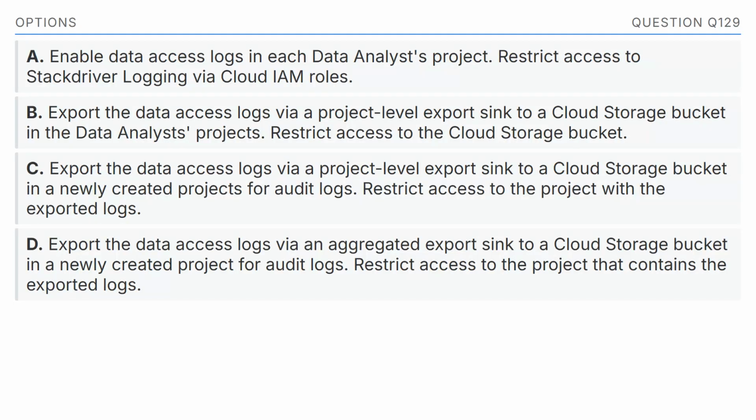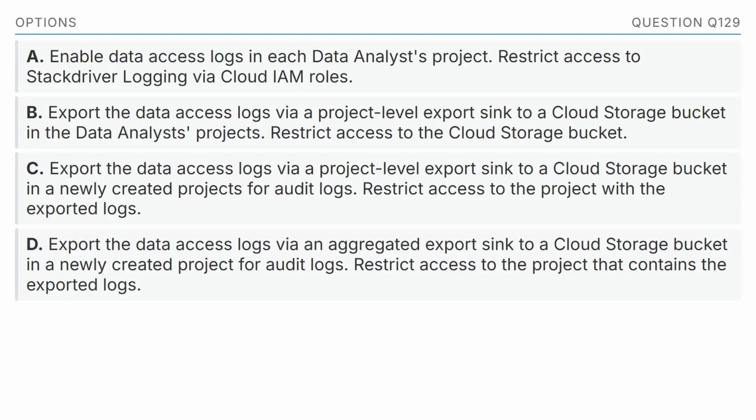The options are: Option A, enable data access logs in each data analyst's project. Restrict access to Stackdriver logging via Cloud IAM roles. Option B, export the data access logs via a project-level export sink to a cloud storage bucket in the data analyst's projects. Restrict access to the cloud storage bucket. Option C. Export the data access logs via a project-level export sink to a cloud storage bucket in a newly created project for audit logs. Restrict access to the project with the exported logs.